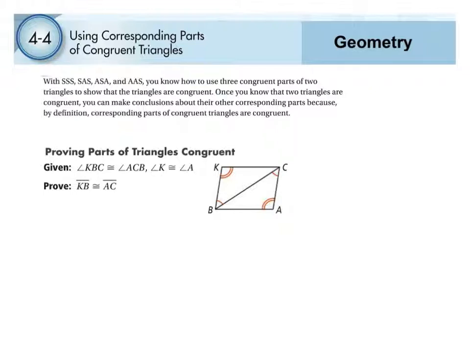So let's see, right here, this is the phrase I'm looking for. Corresponding parts of congruent triangles are congruent. We're going to abbreviate that as CPCTC. CPCTC. Corresponding parts of congruent triangles are congruent. And that comes back from our definition of congruent figures, right?